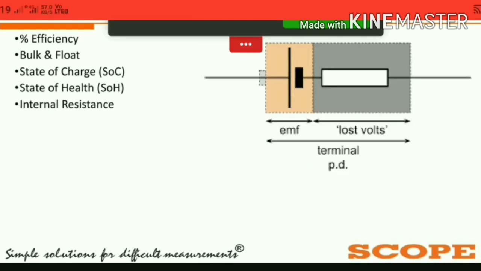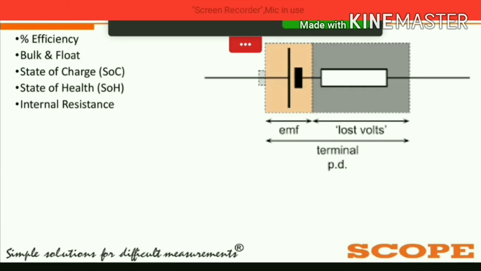Internal resistance. Whenever we connect the battery to the load, we get the terminal potential difference, but that is the summation of the EMF and the lost volt. Now the battery has a self-resistance, which we call the internal resistance, and because of the internal resistance, we have this lost volt.